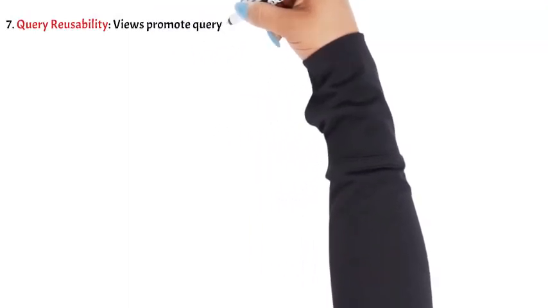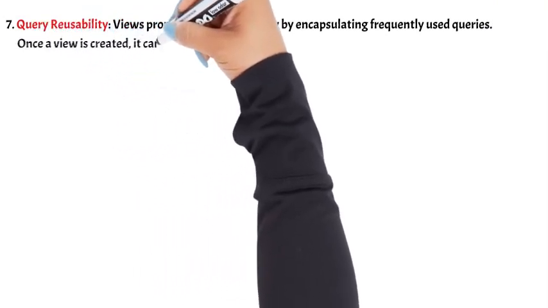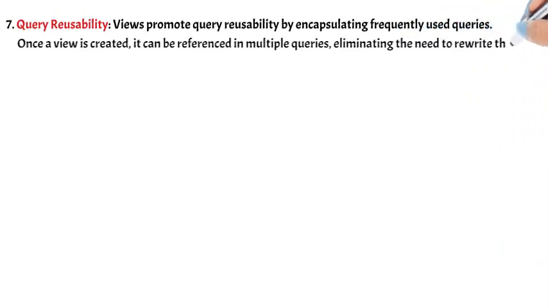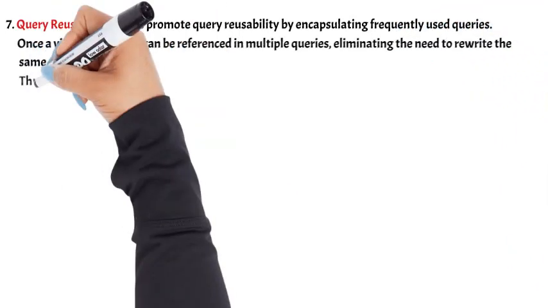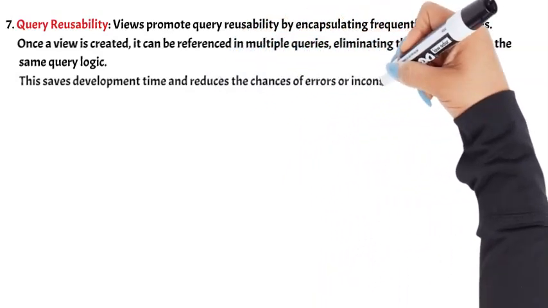7. Query reusability. Views promote query reusability by encapsulating frequently used queries. Once a view is created, it can be referenced in multiple queries, eliminating the need to rewrite the same query logic. This saves development time and reduces the chances of errors or inconsistencies.